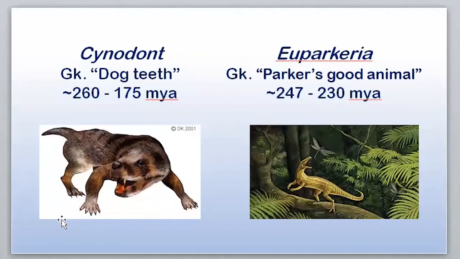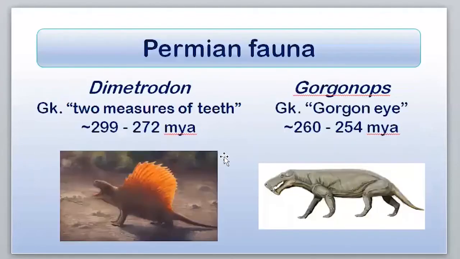Okay. The Cynodont, another mammalian reptile, or the mammal-looking reptile, which gave rise to true mammals. These are not true mammals, but there are some characters that they share with us or the mammals. The Eupacaria, it's a relative to the archosaurs or the dinosaurs. Actually this one is much closer to dinosaurs than this guy.